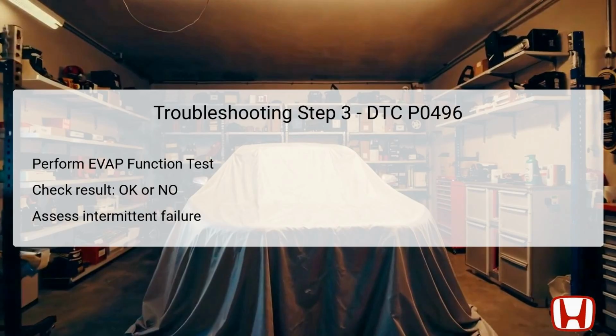During the third troubleshooting step, the technician performs the EVAP function test, utilizing the HDS. The outcome of this test will provide critical information about whether the EVAP system is functioning correctly at that moment. If the result is satisfactory, okay, this indicates that the issue may have been an intermittent failure.